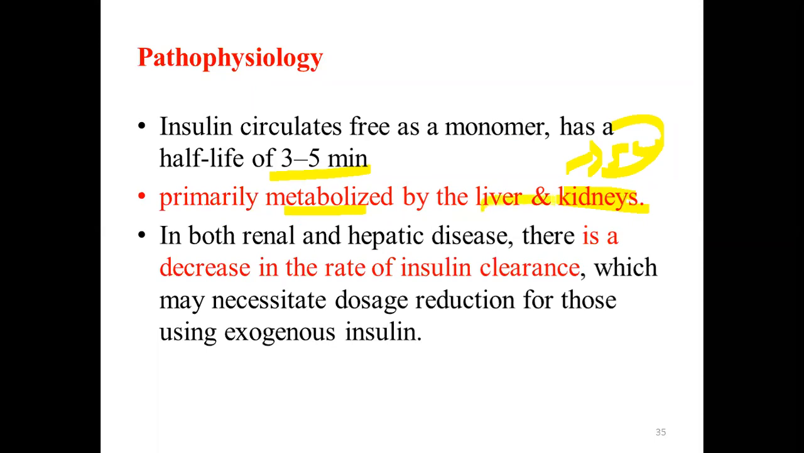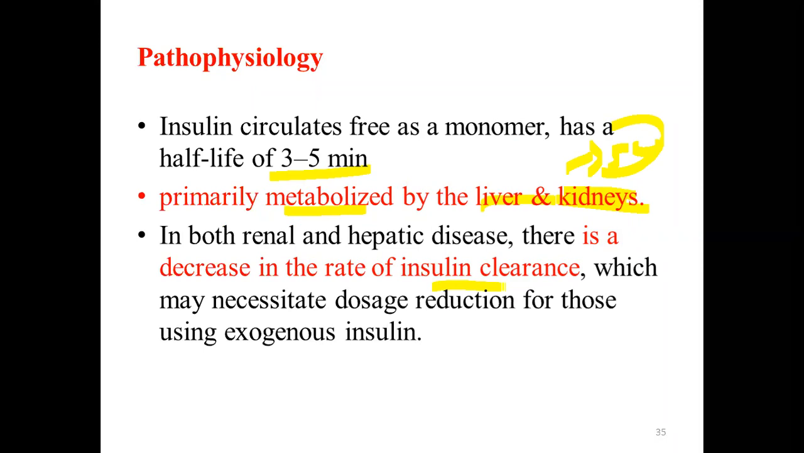So you can imagine that when a patient has hepatic and renal disease, there is a reduction in the rate of insulin clearance. So dose adjustment is usually mandatory. If a patient has maybe type 1 DM with a renal problem, you have to adjust the dose of insulin.